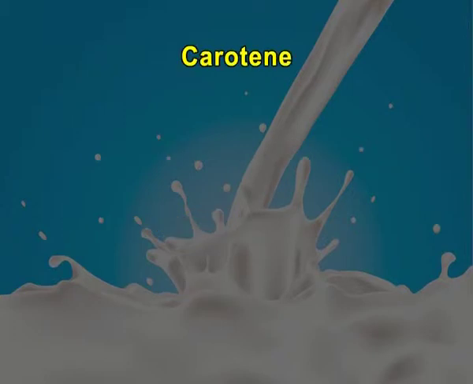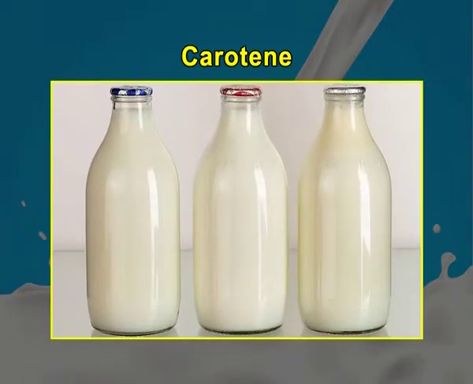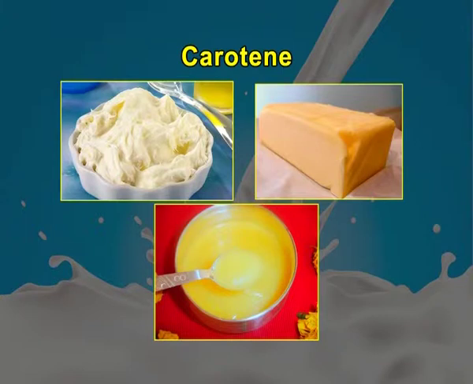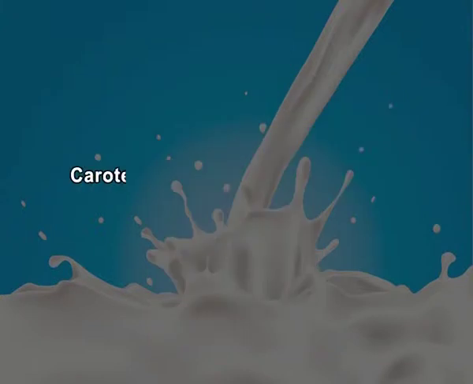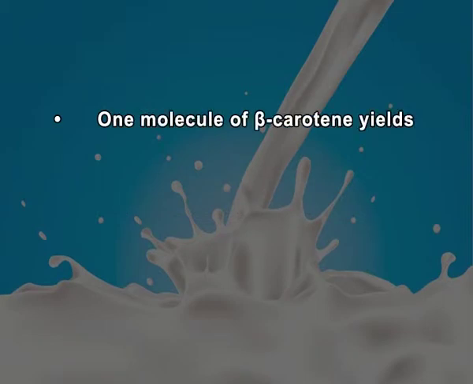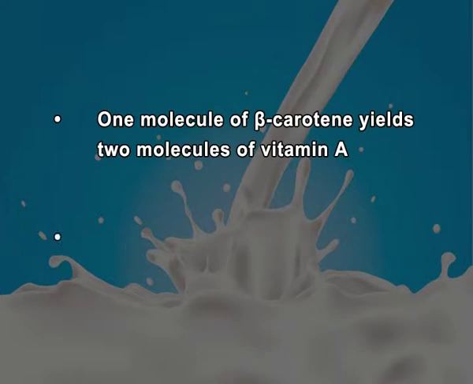Carotene is fat-soluble and responsible for the yellow color of milk, cream, butter, ghee and other rich dairy products. Carotene acts as an antioxidant and as a precursor of vitamin A. One molecule of beta-carotene yields 2 molecules of vitamin A.